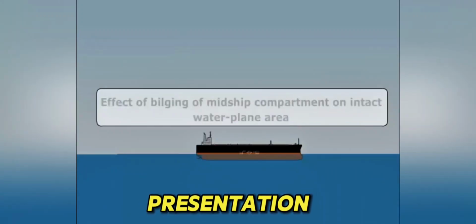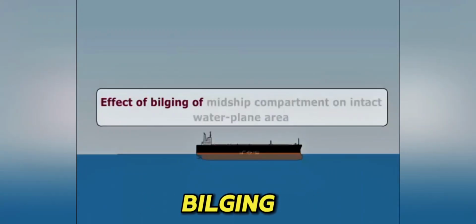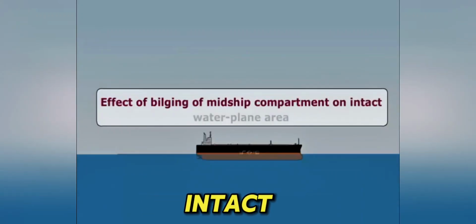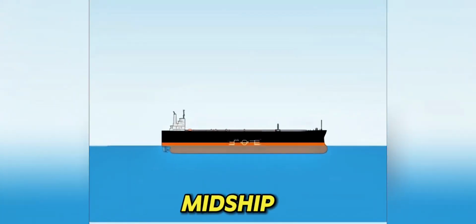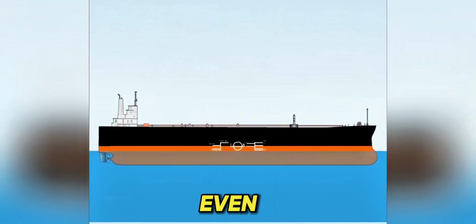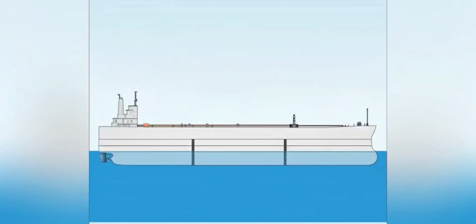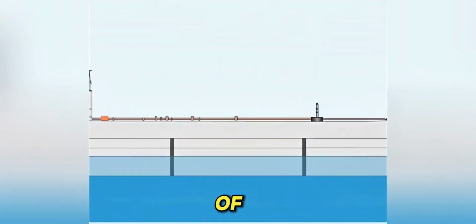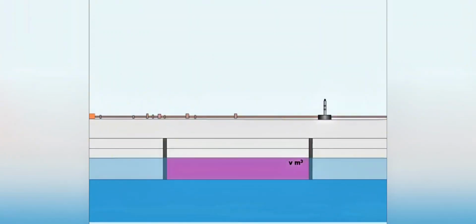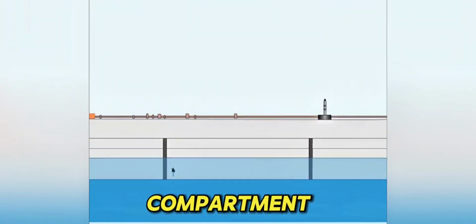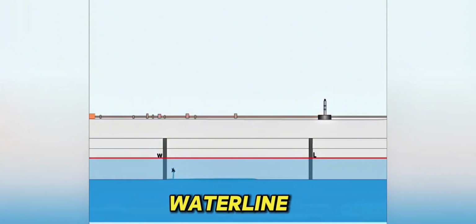This media presentation will demonstrate the effect of bilging of midship compartment on intact waterplane area. A ship with a midship compartment is floating on an even keel. The volume of the compartment is V cubic meters. The midship compartment is bilged below the waterline.